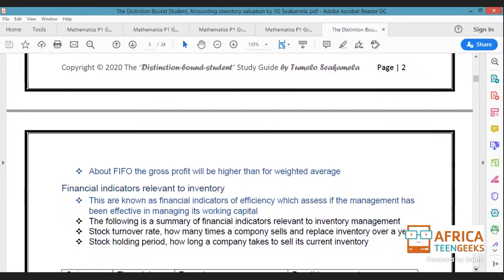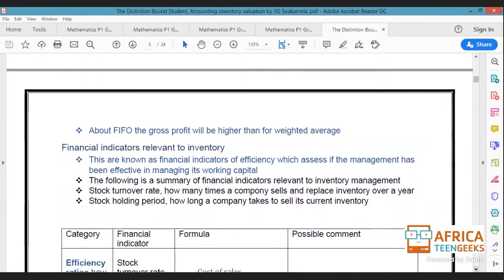So this is your last bullet. It says that with the FIFO method, the gross profit will be higher than with the weighted average. We're still going to look at that when we do the actual calculations, because now when I'm talking, you won't be able to see what I'm saying basically.